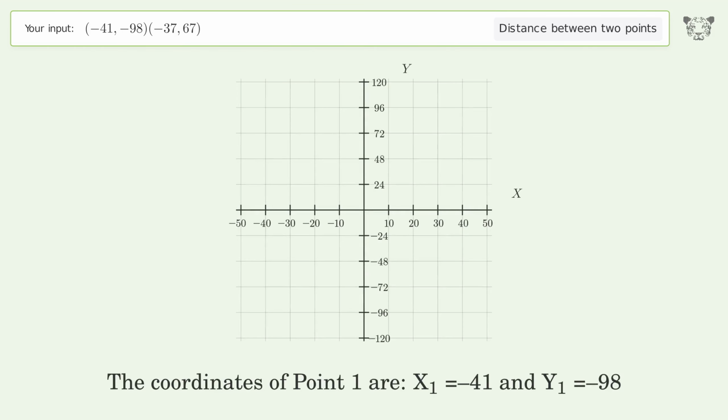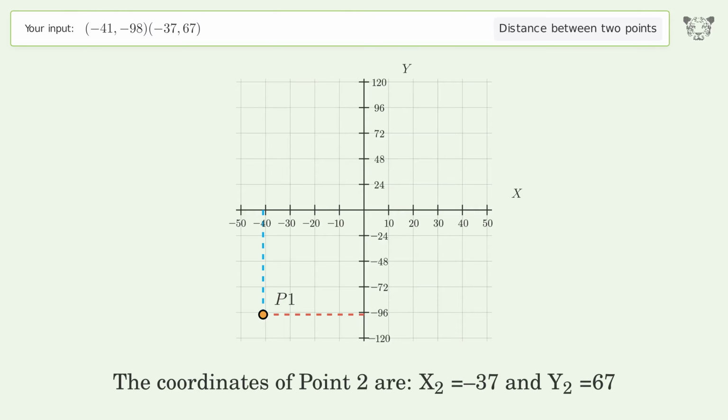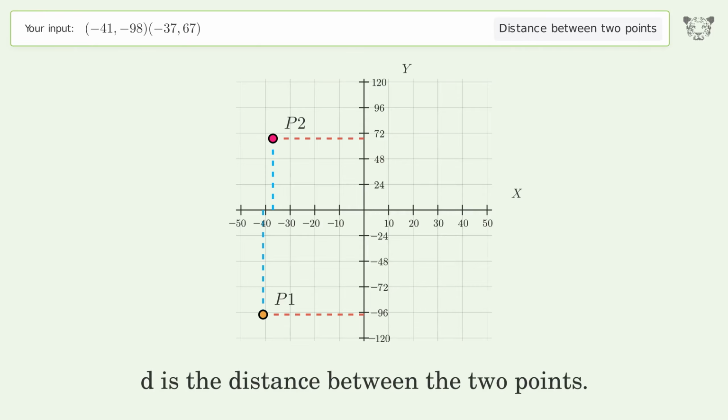The coordinates of point 1 are x1 equals -41 and y1 equals -98. The coordinates of point 2 are x2 equals -37 and y2 equals 67. D is the distance between the 2 points.